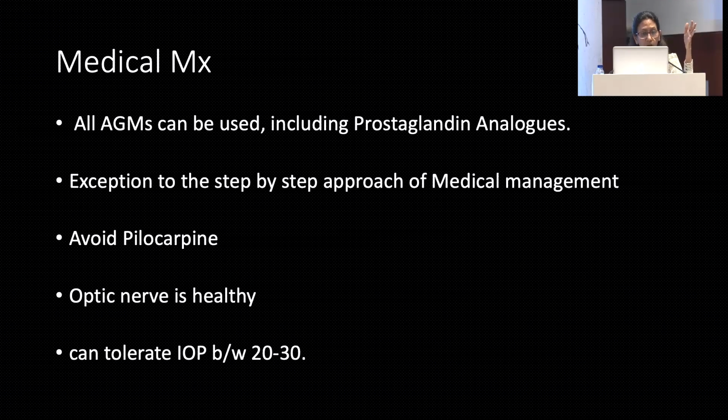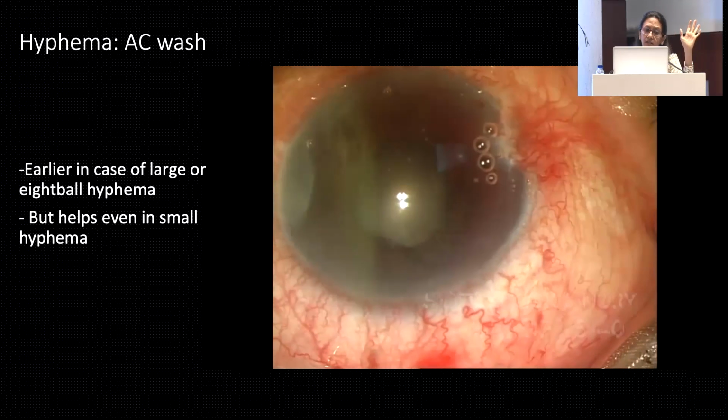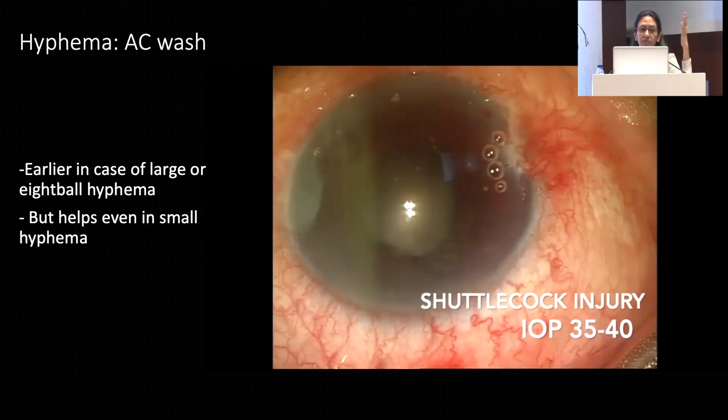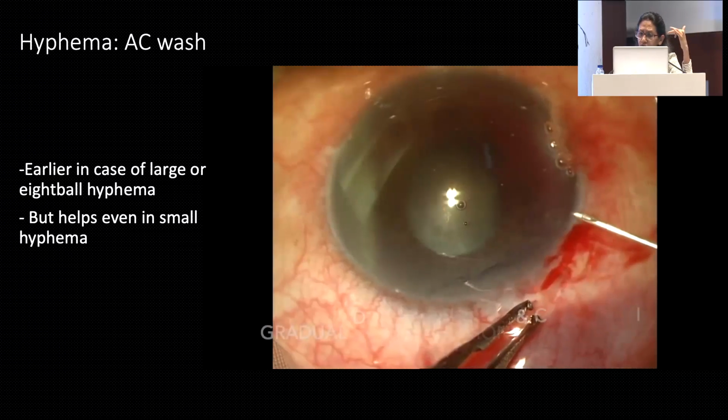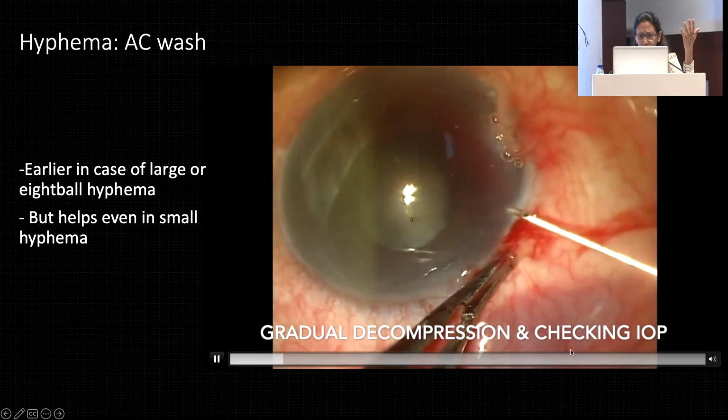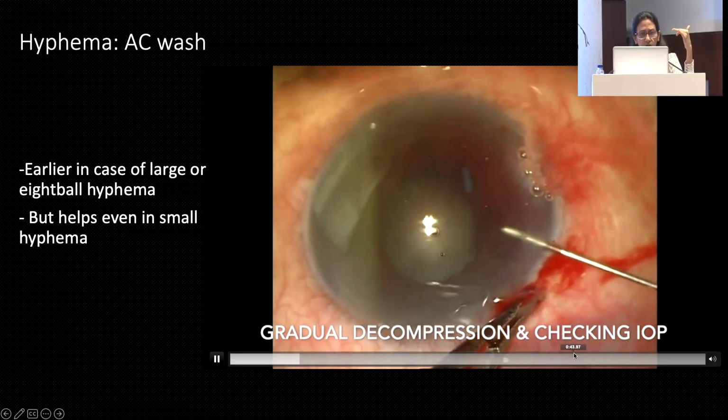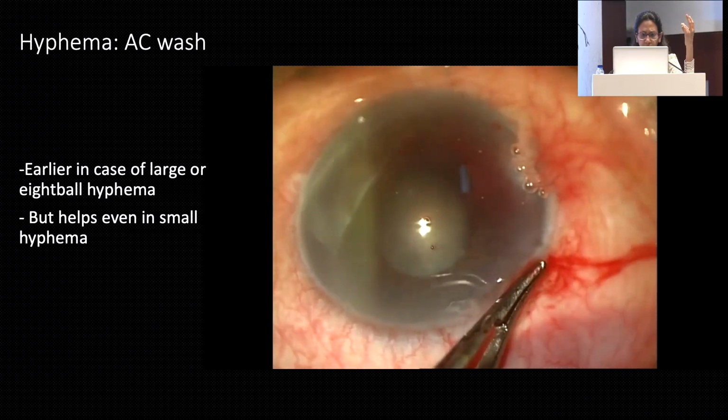One more thing, the optic nerve is healthy. So for a short time, if you are able to get the pressure down in the acute phase between 20 and 30, it's fine, because it can tolerate these IOPs for quite some time. And why I say with hyphema, without hyphema, most of the times conservative management of hyphema, waiting and using all the other things which I told earlier helps.